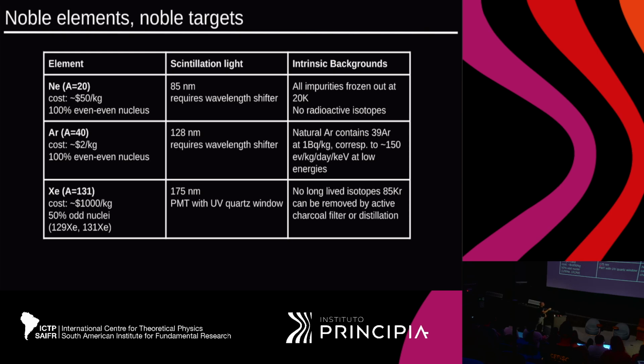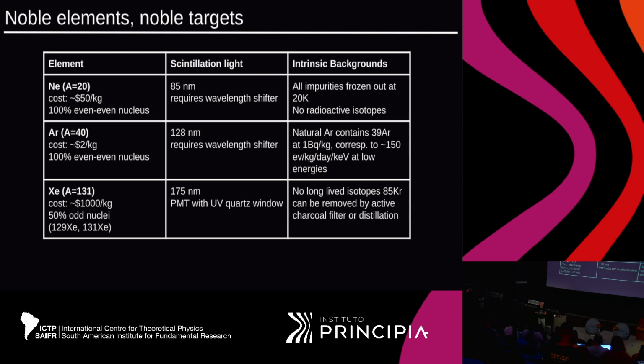The first one is that the scintillation light that it produces has a wavelength that can be directly seen by the cheapest and most common photon detectors, which are photomultiplier tubes, okay? That is amazing because that simplifies the construction of your detector a lot. You don't need to do anything to the light that is produced, okay? You just need a PMT with a window that allows UV photons to go through. That's not the case for all the other elements.